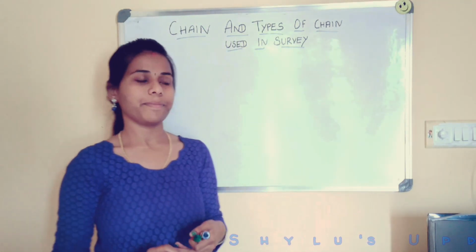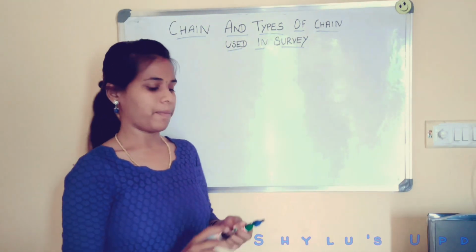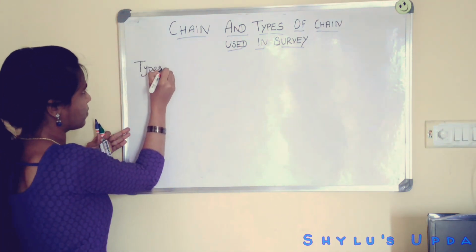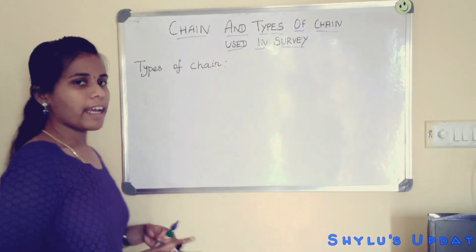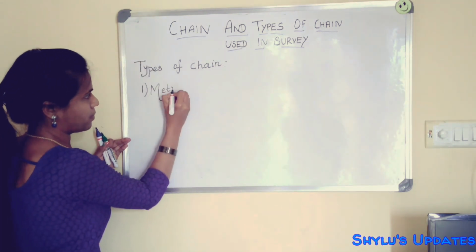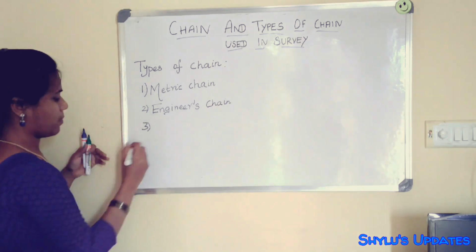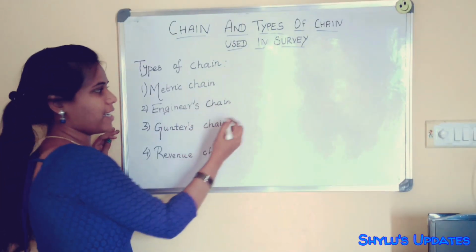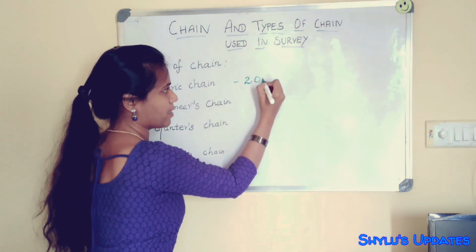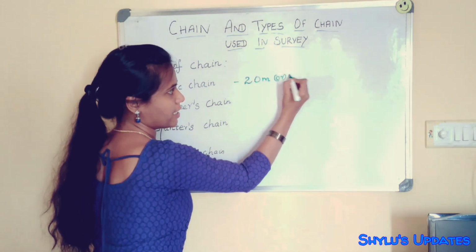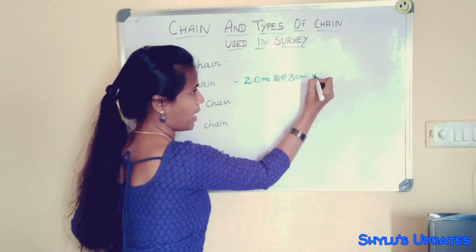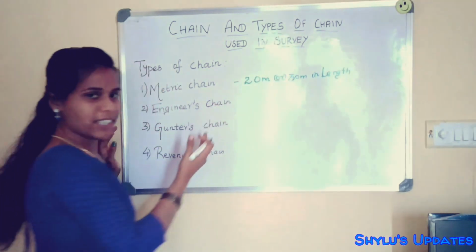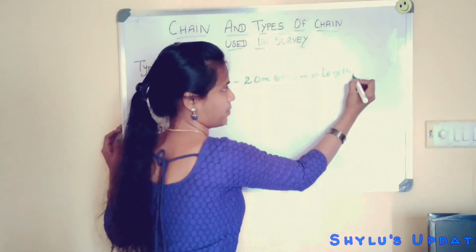Now let us see about the types of chain used in surveying. So, types of chain. There are 4 types of chain, okay? This metric chain is 20 meter or 30 meter in length. And this metric chain has 100 links.